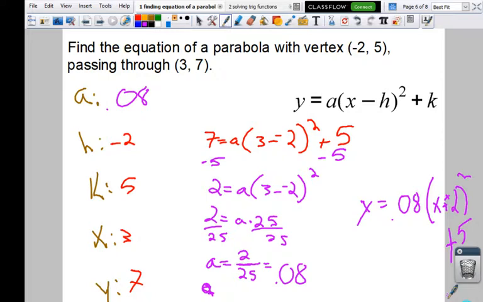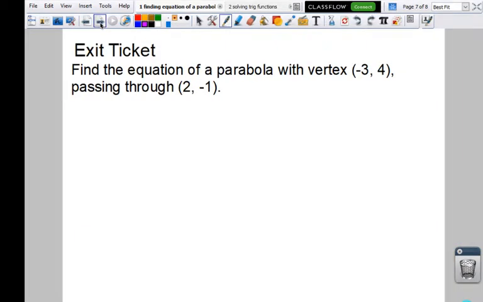Alright, your guys' turn. I want you to do this one completely on your own now. It's your exit ticket problem, but it's not going to be on Socrative. I just want you to do it on your own, and then we'll talk about it together. And then I'll get you your homework.